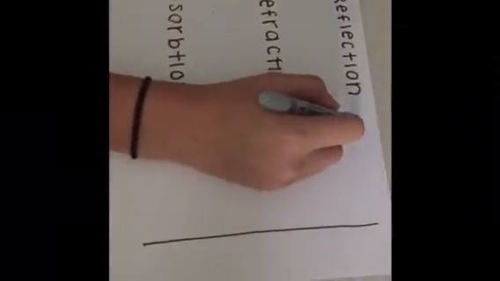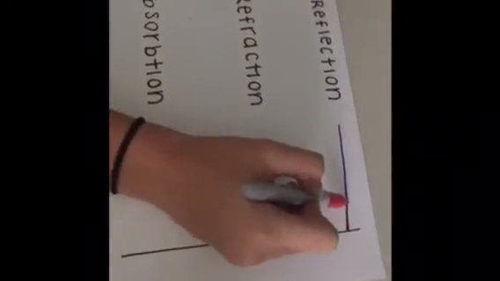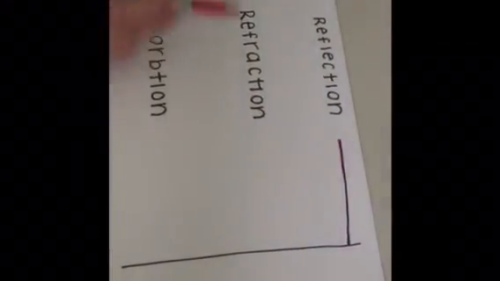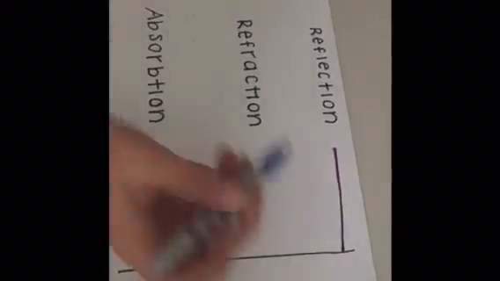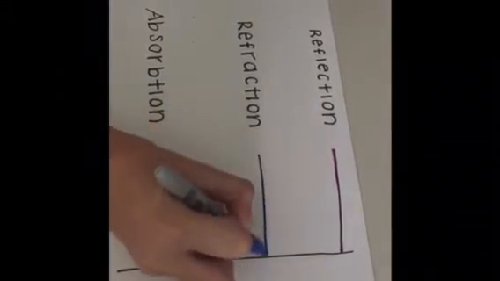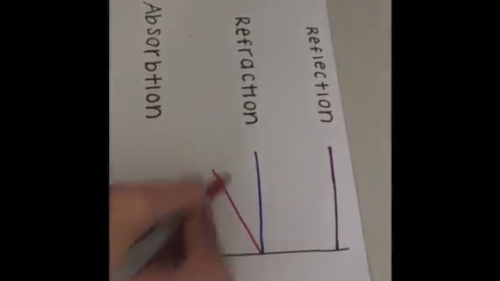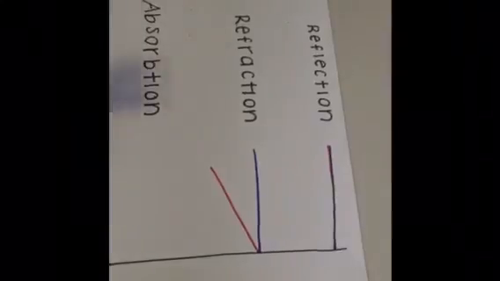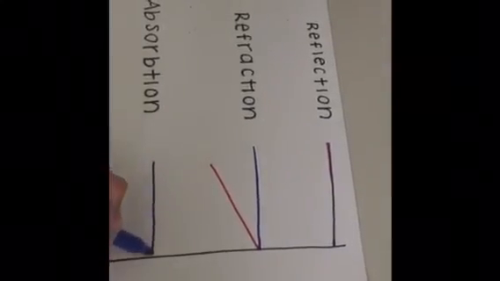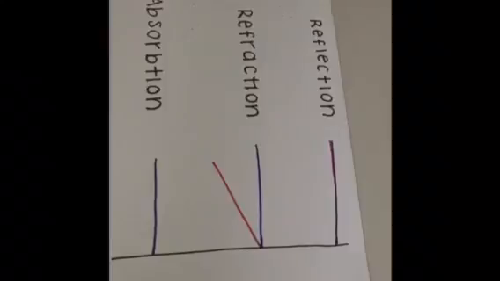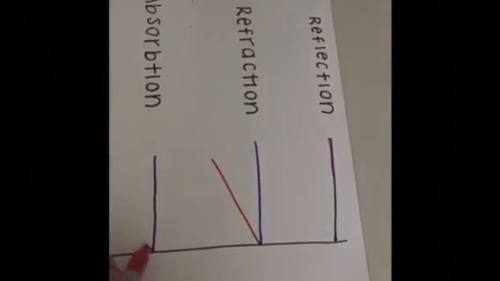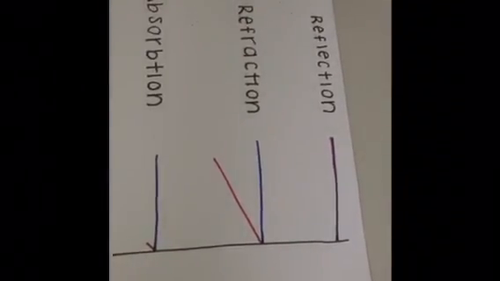Sound waves can also reflect, refract, or be absorbed. In reflection, the sound wave travels to a barrier and then bounces back in the exact same direction that it came from. In refraction, the sound wave hits the barrier and bounces back in a different direction. In absorption, however, the wave hits a barrier and is absorbed by the barrier, sometimes completely or sometimes part of the wave is then reflected or refracted.